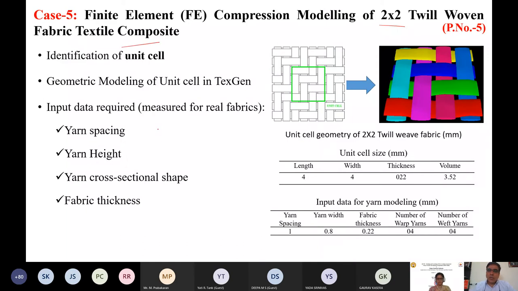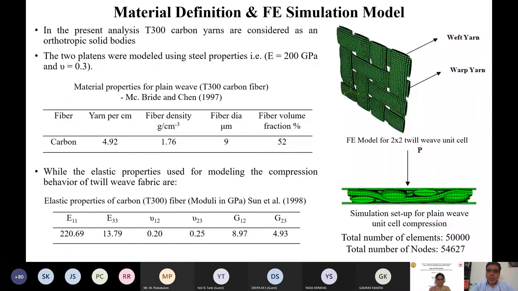Again a case we are trying to talk about. This is compression molding of this 2x2 twill woven fiber textile composite. What we see here is that the unit cell is formed and its geometries are done. You identify the length, width, thickness, give all the input in terms of yarn spacing, yarn width, fabric thickness, and then move forward to identify the material properties. Look at the material properties. These are the various material properties for this particular material, again a commercial material, carbon yarn.